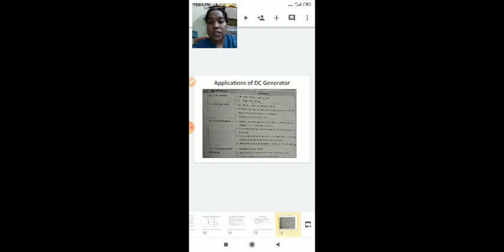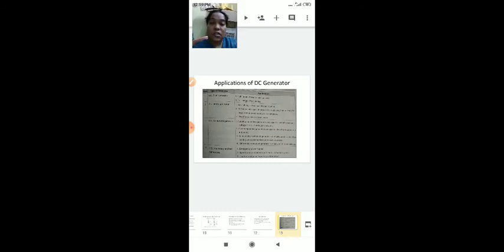Next, the DC compound generator. This compound generator has two types, cumulative and differential. Level compounding, over compounding, and flat compounding we also observe. In this, level compound generators are used to maintain constant voltage in a DC distribution network. Over compound generators are used to offset the voltage drop in feeders. Next, cumulative compound generators are mainly used in electrical lighting and power services and electric railways. Lastly, the differential compound generator is used in arc welding. Right, this is about DC compound generators.